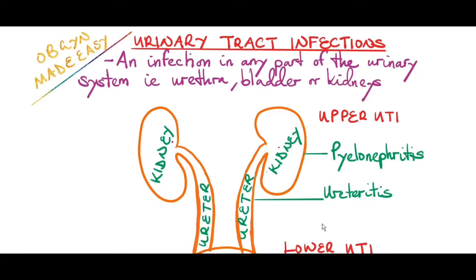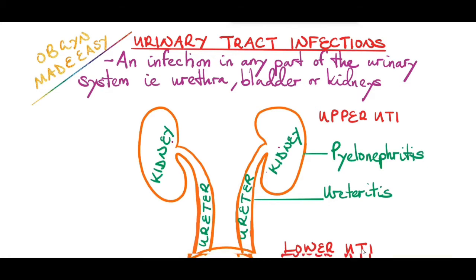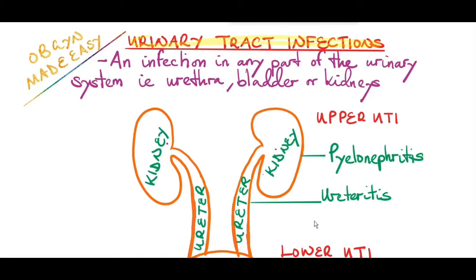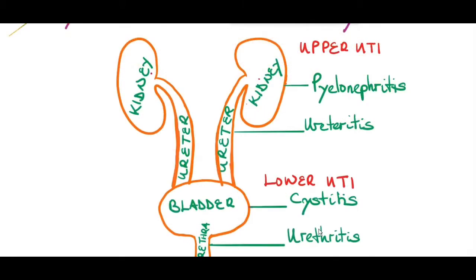In today's video, we are going to discuss upper and lower urinary tract infections. A urinary tract infection is an infection in any part of the urinary system, like the urethra, the bladder, or the kidneys. Urinary tract infections comprise upper urinary tract infections as well as lower urinary tract infections.